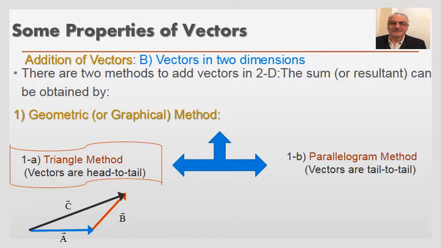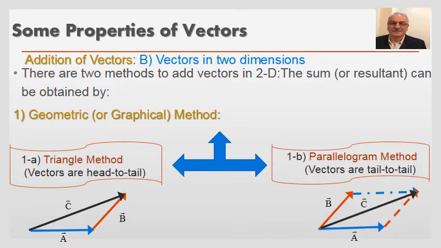However, the second method, the parallelogram method, can be applied when the added vectors meet tail to tail or head to head. Here, the 2 vectors A and B meet tail to tail, and there they form 2 sides of a parallelogram.